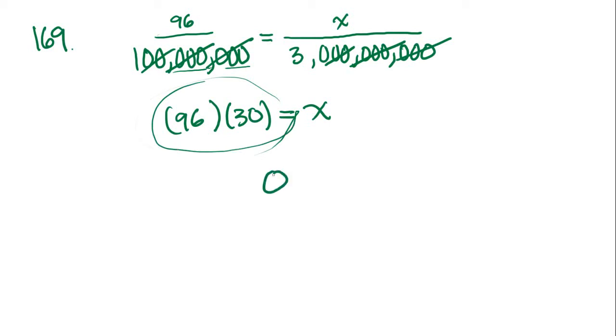What is it? 0 goes down. 3 times 6 is going to be 18. 3 times 9, 27, plus 1 is 28. So 2,880. And that is C.